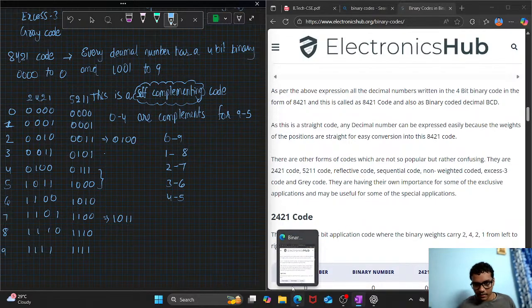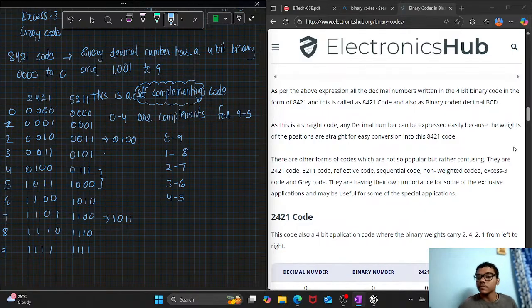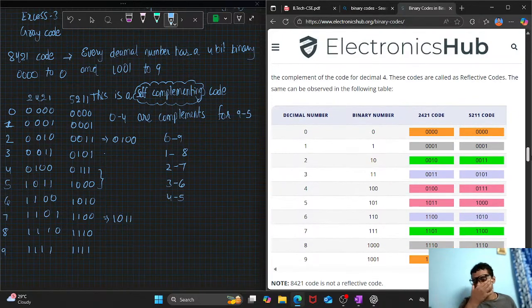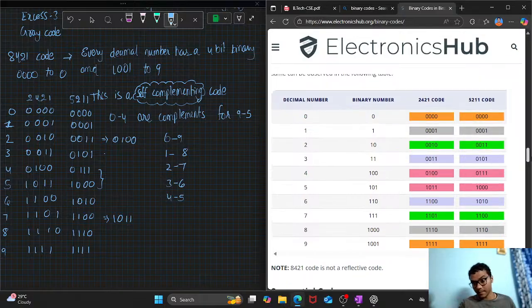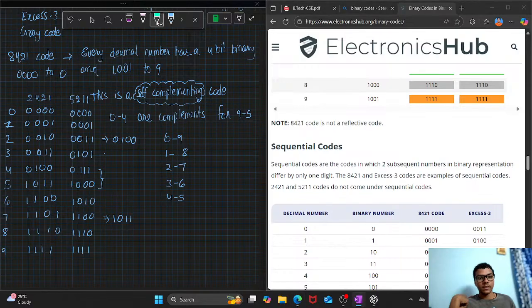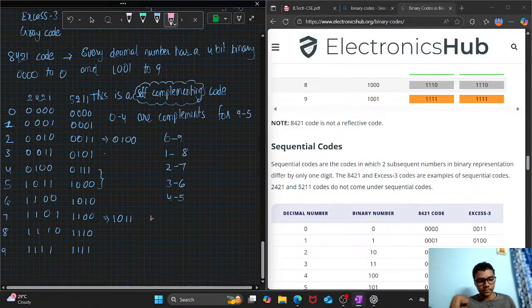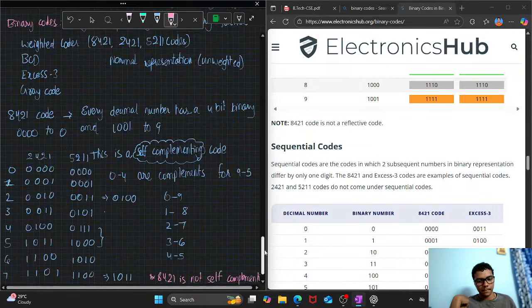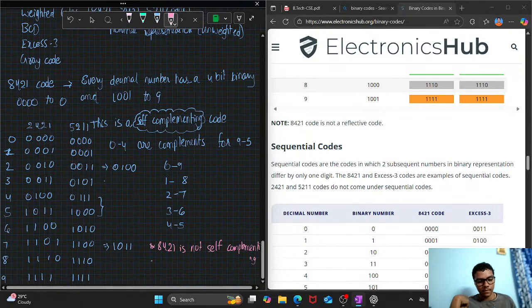Okay, I think I removed the chart. My bad. A reflective code, okay. He has already mentioned it over here. 8421 is not a self-complementing code, just note it down. It is not self-complementing or reflective.